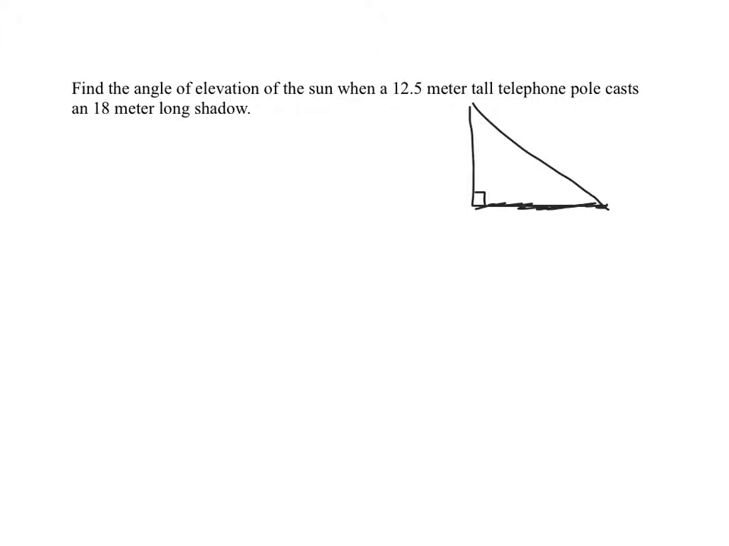All right. Find the angle of elevation. Well, remember that angle of elevation is the angle from the horizon up. So my angle of elevation will be this angle, and this is what I'm trying to find, this x. Okay, well, let's finish labeling it. It says that the telephone pole is 12.5 meters. So we're going to label this as 12.5. And then the shadow, which is on the ground, is 18 meters. So we're going to label that as 18.